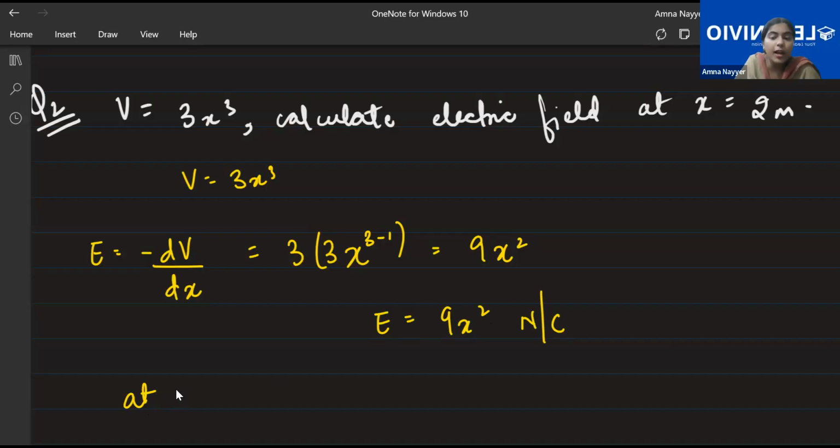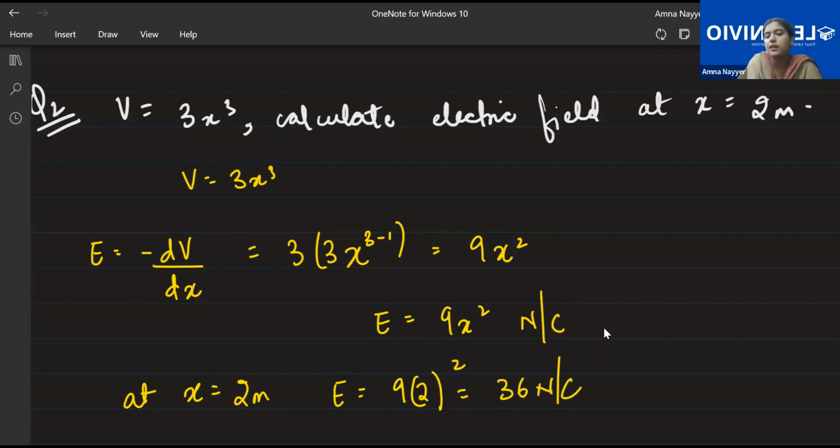At where do you have to calculate? Class, open the camera, all of you, please. At x equal to 2 meters, electric field will be 9 into 2 squared. That is 36 Newton per coulomb.